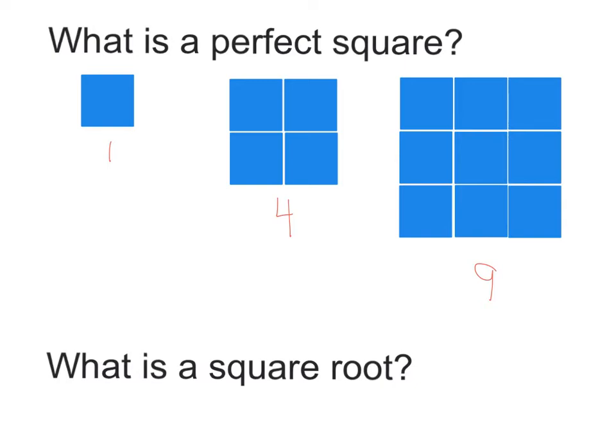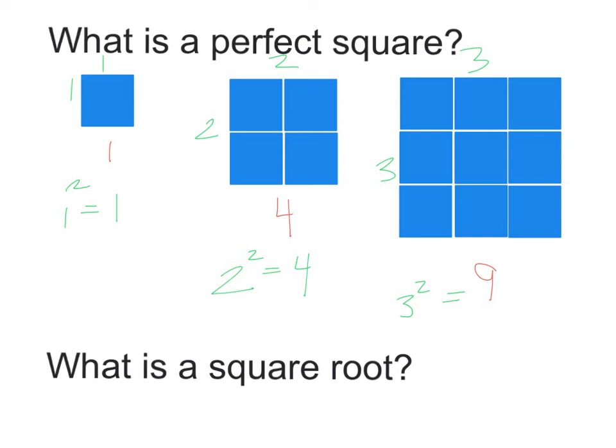Okay. So perfect squares are things like 1 times 1, or 1 squared, is equal to 1. A 2 by 2 square, or 2 squared, equals 4. A 3 by 3 square, also known as 3 squared, equals 9. So all of your perfect squares are your doubles, if you remember your doubles from elementary school. 5 times 5, 7 times 7, 9 times 9. Any of those products would be a perfect square.